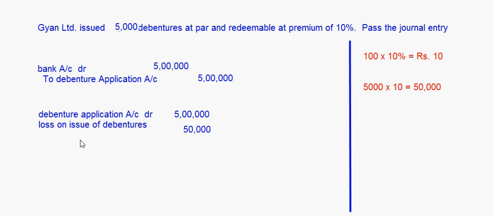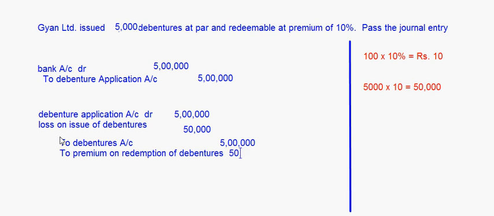And then here we will write to debentures account. This is 5,000 into 100, that is 5 lakh, right? And then we will write to premium on redemption of debentures. This is again the same amount, that is 50,000. This will be the journal entry in this case. Now, in this case, we are assuming that the whole 100 rupees is coming along with the application itself. In actual cases, it may not be so.